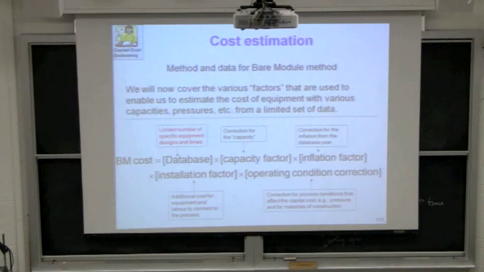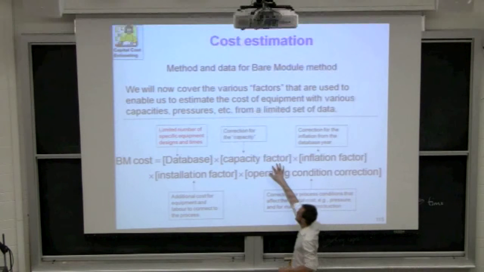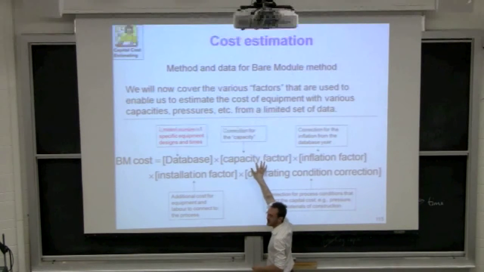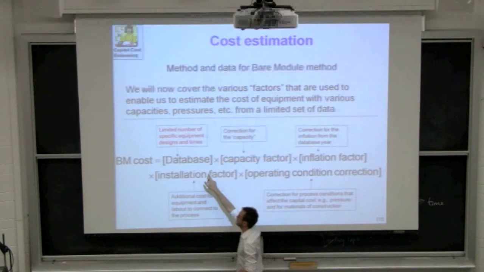Here's something interesting about that correlation that I want you to pick up on: it's multiplicative in the terms. It's not additive. Okay? So when you take the database cost from your historical data, you don't add extra cost for capacity. You don't add extra cost for inflation. You multiply.